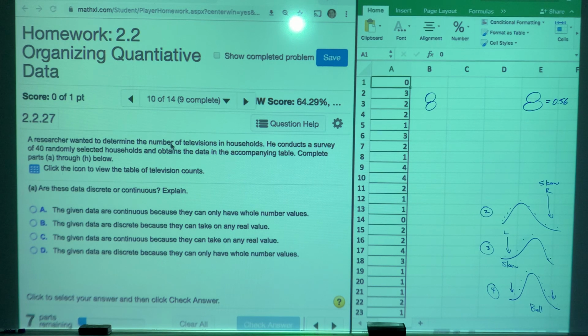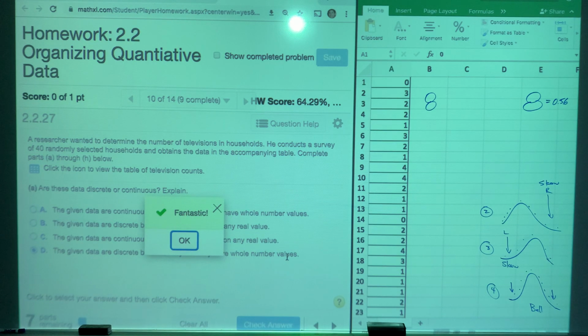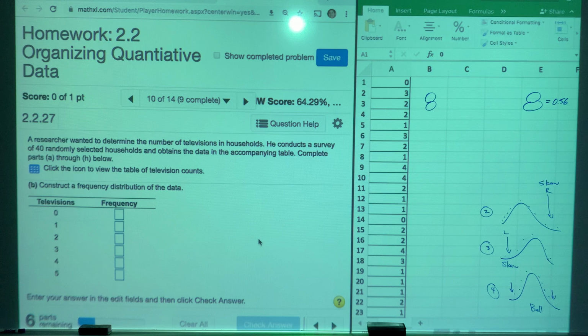Well, you can count the number of televisions in a household. 1, 2, 3, 4, 5 televisions, whatever it happens to be. So, this data is discrete because they can only have whole number values and they're countable. Okay, so this is discrete because they're whole and countable. All right, here we go.